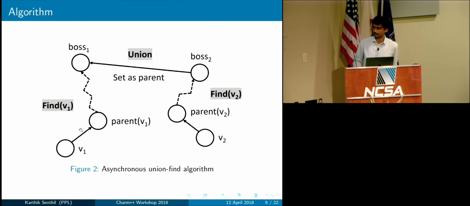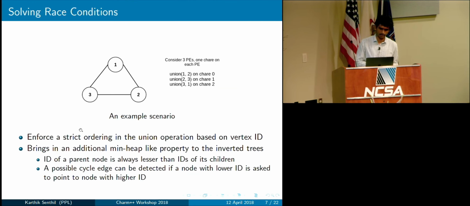This is a graphical representation of our algorithm where we are doing a union operation for an edge that is connecting vertex V1 and V2. Here we take a very simple approach that boss2 always points to boss1 irrespective of any conditions. There are various challenges that we faced when we wanted to practically implement this algorithm, and one of the biggest one being race conditions.